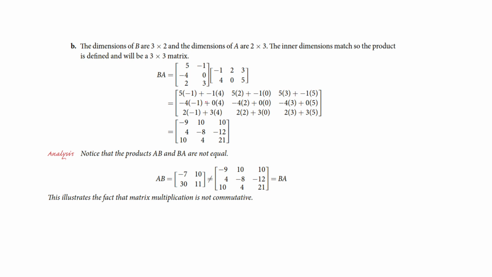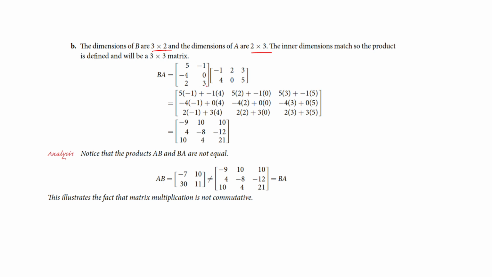Okay, so now we're doing b times a, so we have a 3 by 2 by a 2 by 3. This will work, but it's not always the same. This will work because the inner part will match. I've got a 2 and 2, so that's going to work. 2 columns, 2 rows, so everything will match up properly. So we could go ahead and do it.